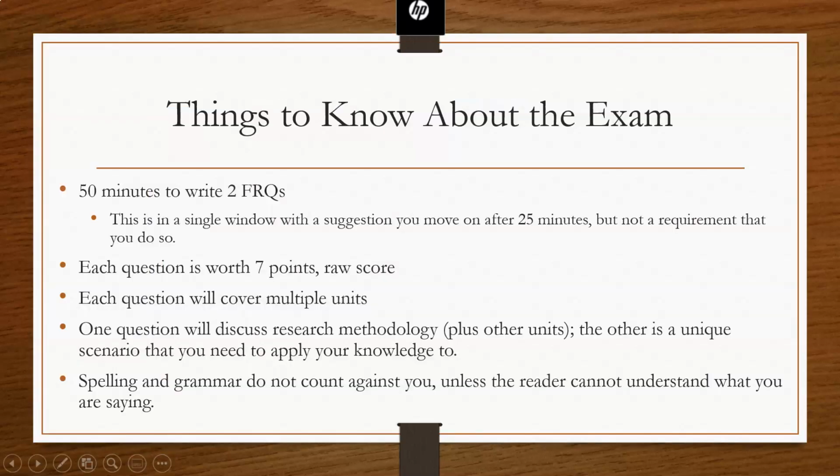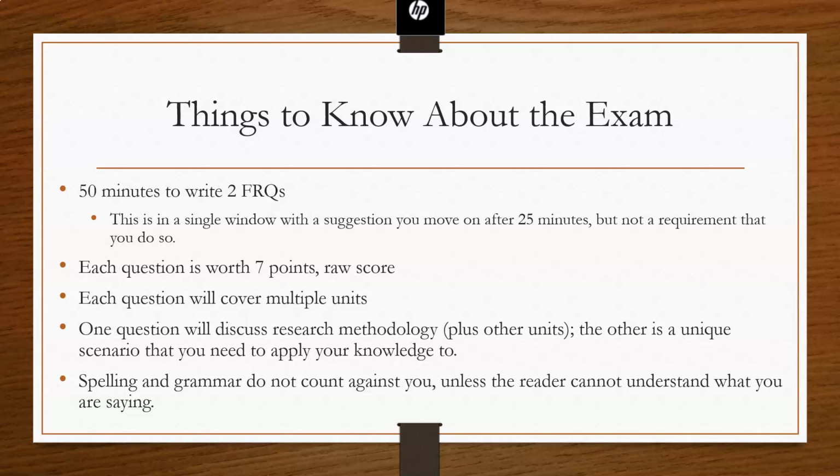A few things worth knowing about the exam, or at least the FRQ portion of the exam. You get 50 minutes to write 2 FRQs, in a single window, with the suggestion that you move on after 25 minutes, but not a requirement. You can spend 26 or 27 or 30 minutes on one question if you want to, as long as you recognize that time comes out of the time you'll spend answering the other question.